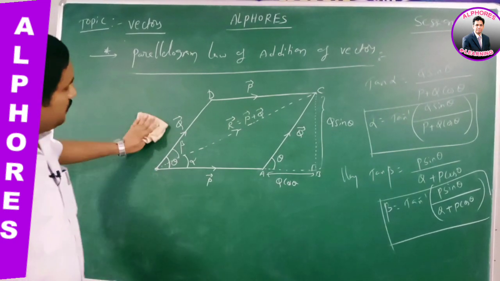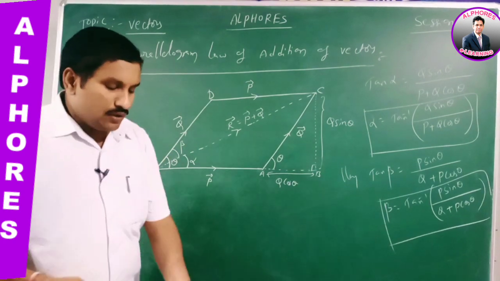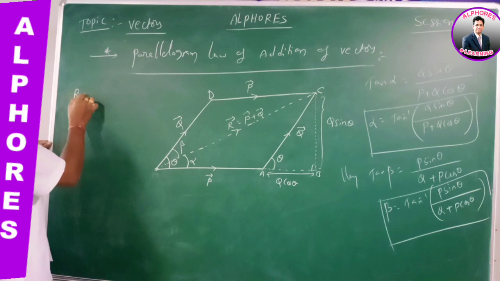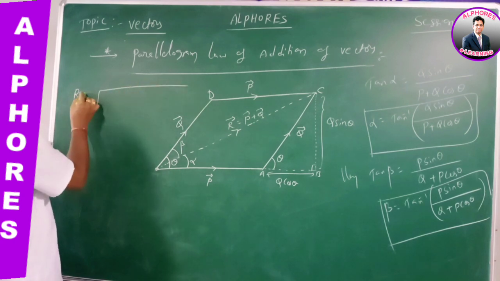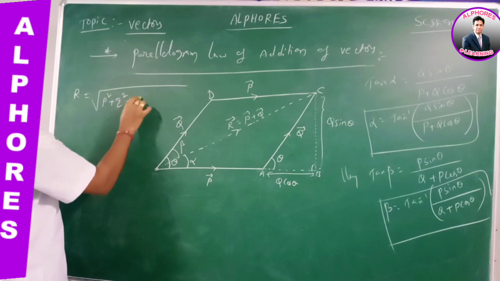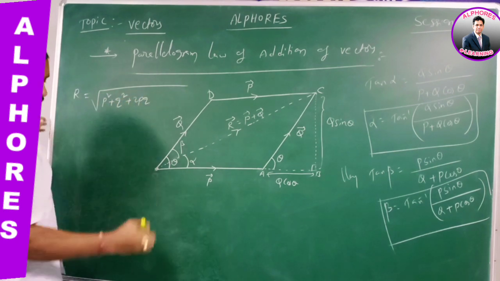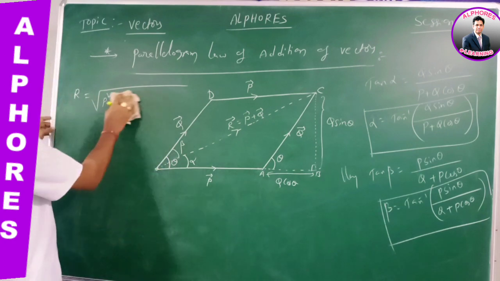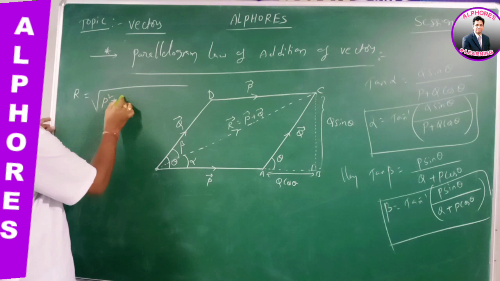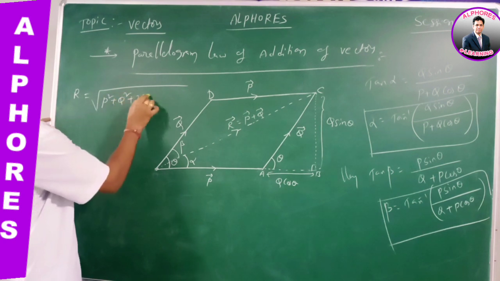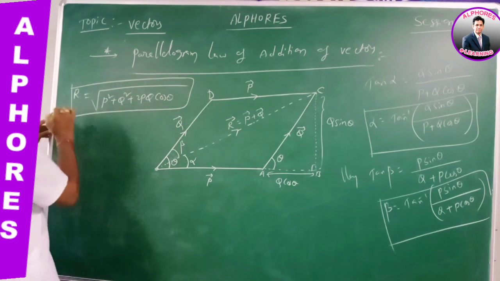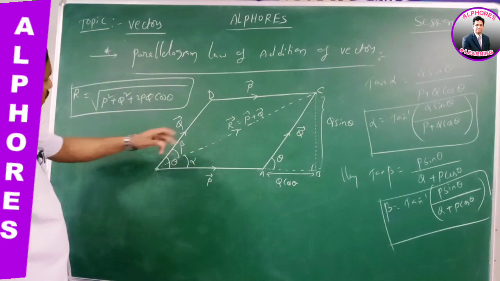That means by taking this parallelogram law of addition of vectors, what are the conclusions about this parallelogram law of addition of vectors? What is the resultant of this one? R is equal to root of P square plus Q square plus 2PQ cos theta. So this is the magnitude of resultant of two vectors in parallelogram.